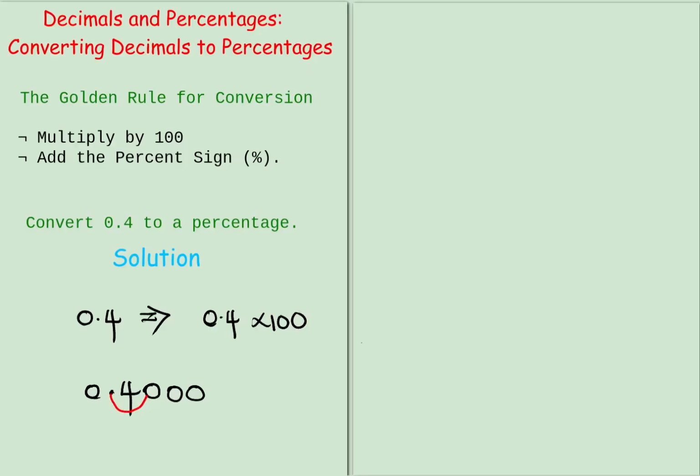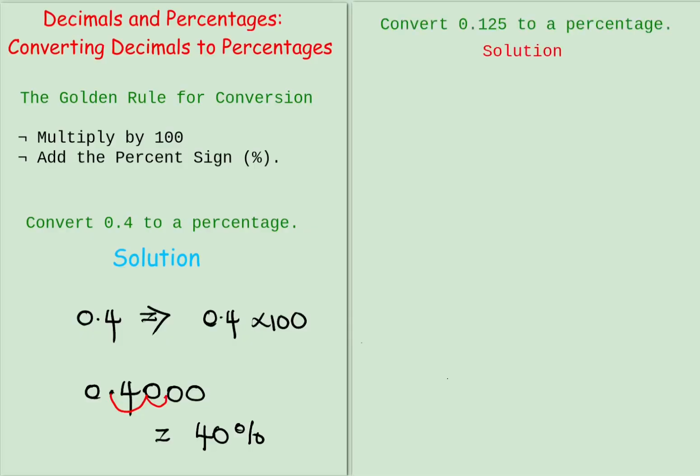So we have 1, 2. Now you see what our decimal point is going to be. That simply means we are going to get 4, and then there's one more 0 attached to it. So 0.4 times 100 becomes 40. Then we just add our percentage sign, so I'll add it over here. It simply means my 0.4 has become 40%. And that is all. You can do it this way as well.